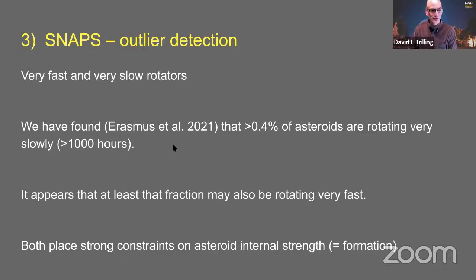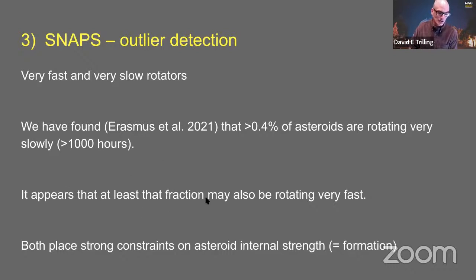So we published a paper earlier this year, led by Nick Erasmus, in which we found that at least 0.4% of asteroids are rotating very slowly, that is more than 1,000 hours. And until we published this paper, the number of asteroids rotating with periods longer than 1,000 hours was 1. We published 40 in that paper, and we've got hundreds in our database. We just published the first 40 just to get the paper out.